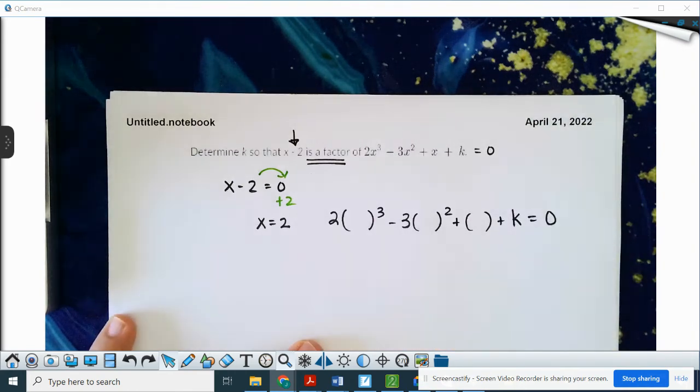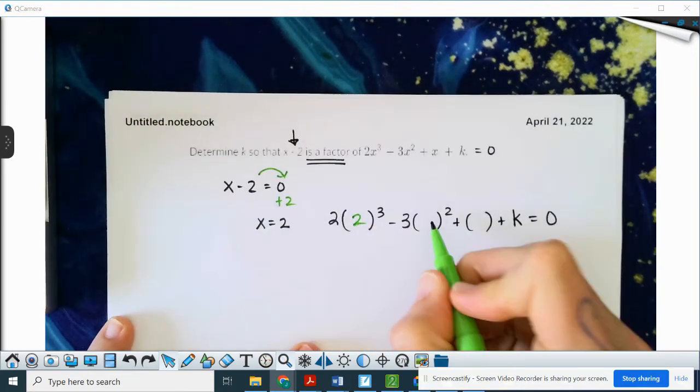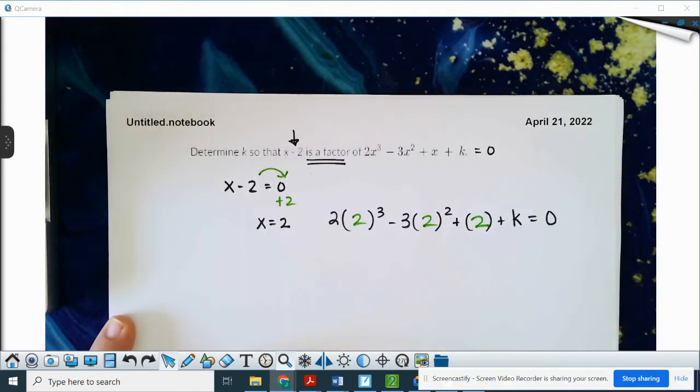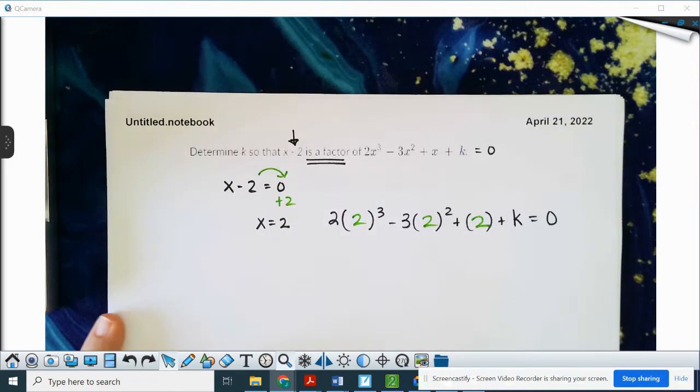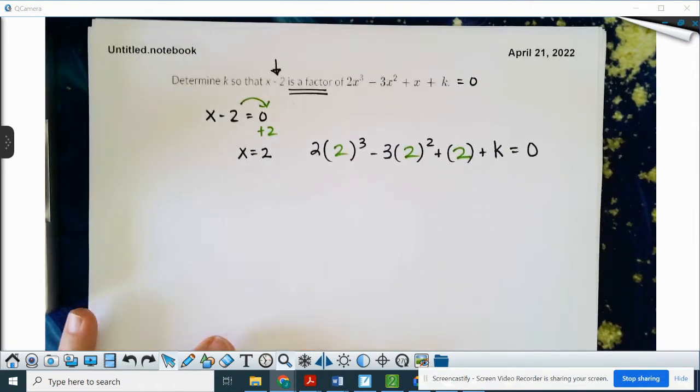So we're going to take our +2 and plug it all the way in, all the way through. Law of PEMDAS, order of operations. You want to do your exponents first.